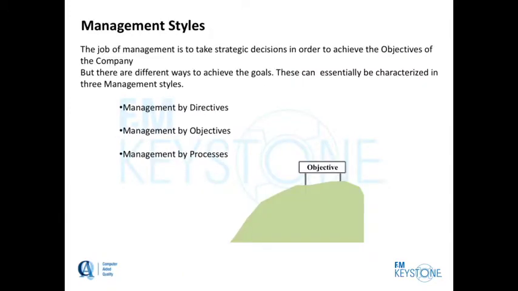Management takes those strategic decisions to achieve the objective of a company. But there are different ways to achieve the goal. These ways can essentially be described in three management styles: management by directives, management by objectives, and management by process.